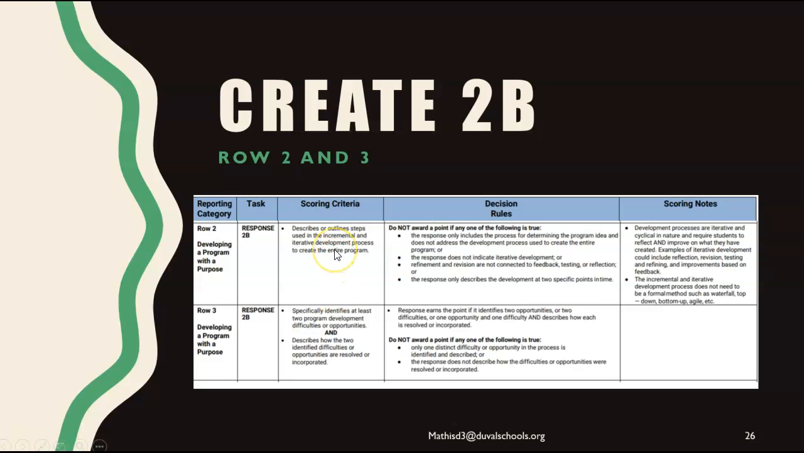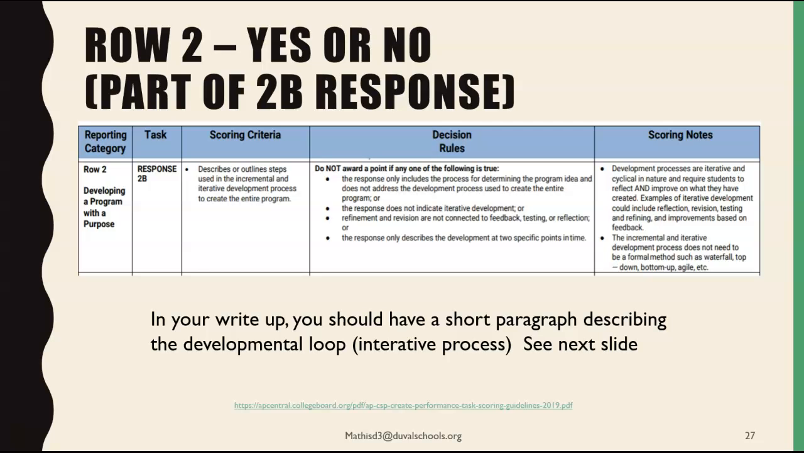So you are going to describe or outline the steps that you took in the incremental and iterative development process to create the entire program. I'll discuss that in a bit. And then you're going to specifically identify at least two program developments, whether they were difficulties or opportunities that you uncovered. And you're going to describe how the difficulties were overcome and how you incorporated the opportunities into your program. So let's break this down a little bit.